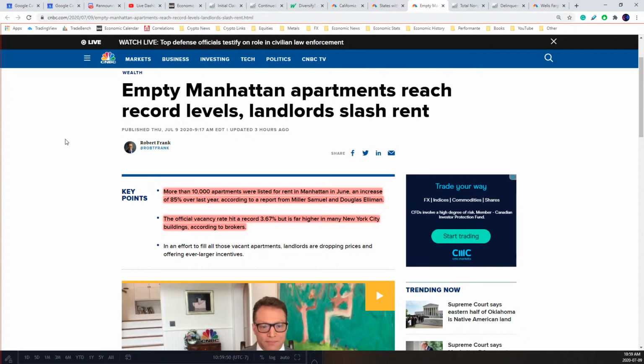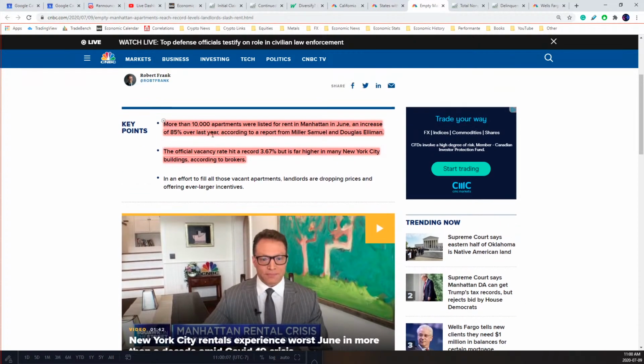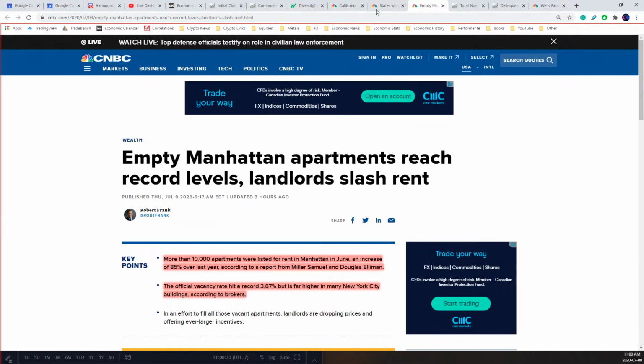You can see empty Manhattan apartments reach record levels. So if people are unable to pay rent, obviously the landowners, the REITs, are not able to pay their mortgage. And obviously that's extremely negative for the banks. So we see another one here. More than 10,000 apartments were listed for rent in Manhattan in June, an increase of 85% over last year. The official vacancy rate hit 3.67%, but is far higher in many New York City buildings, according to brokers.